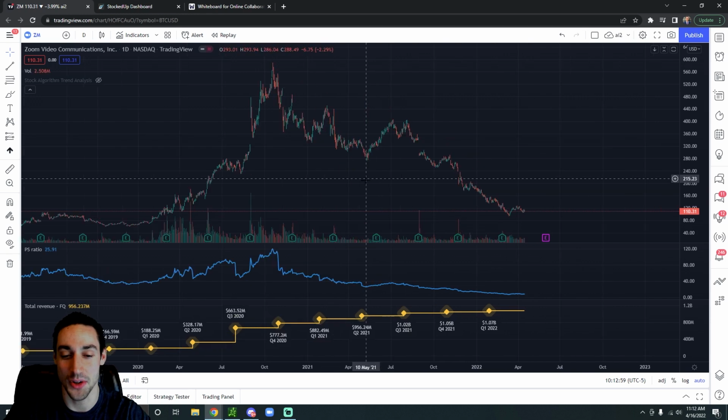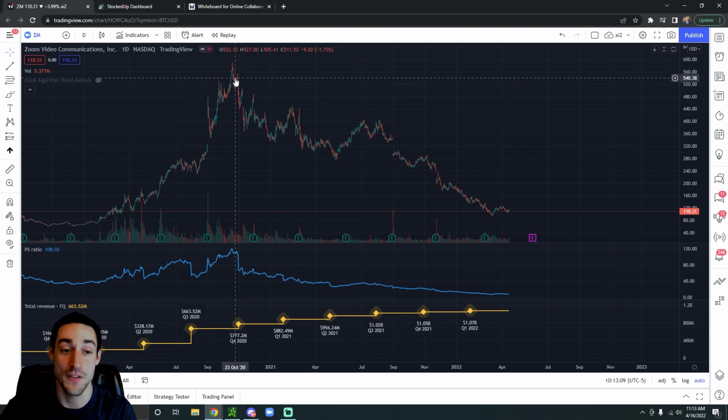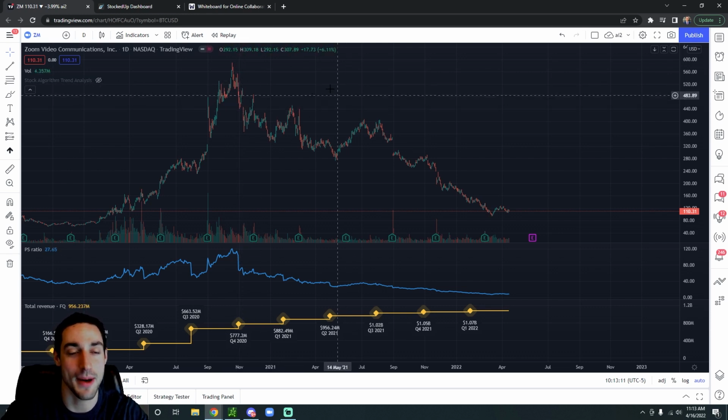So like I said, Zoom was trading at a price to sales ratio of 120. This was the biggest warning signal to not buy this stock at the time, and it ended up being very close to Zoom's all-time high.